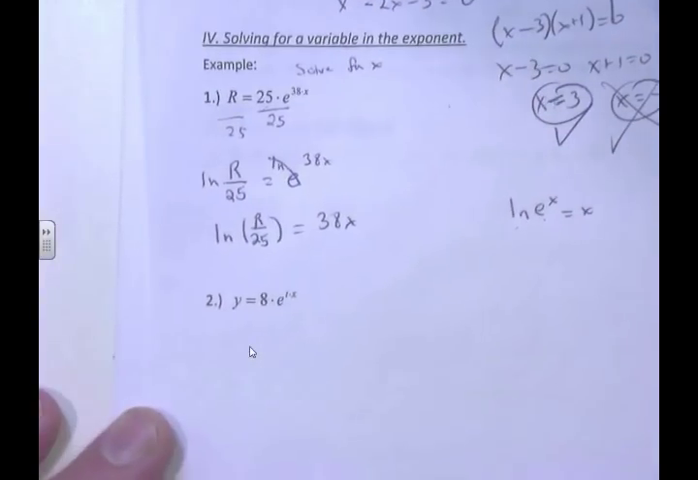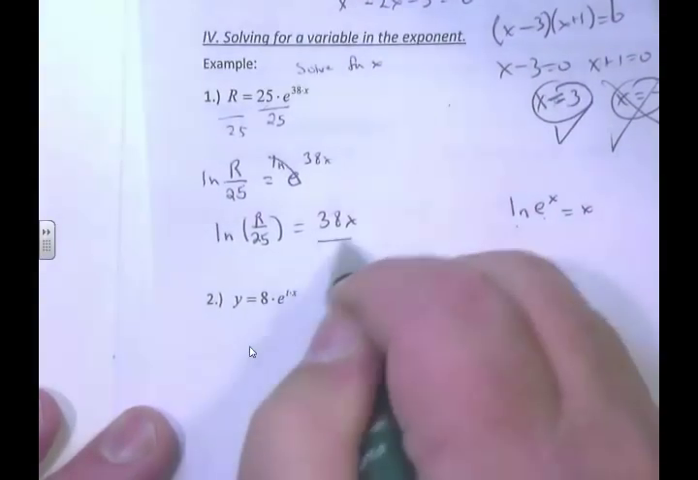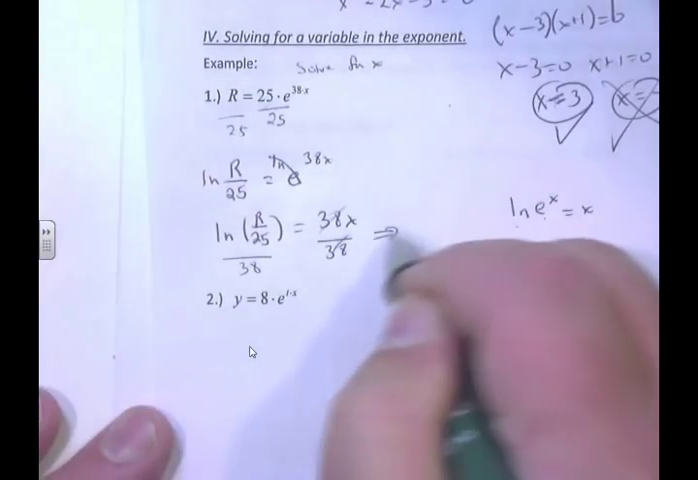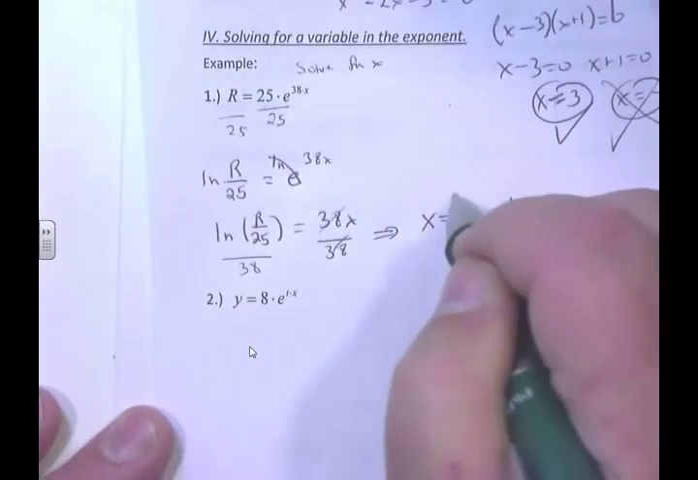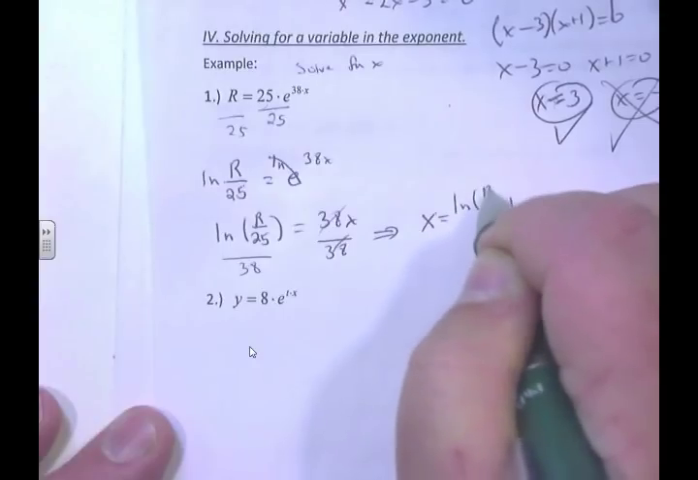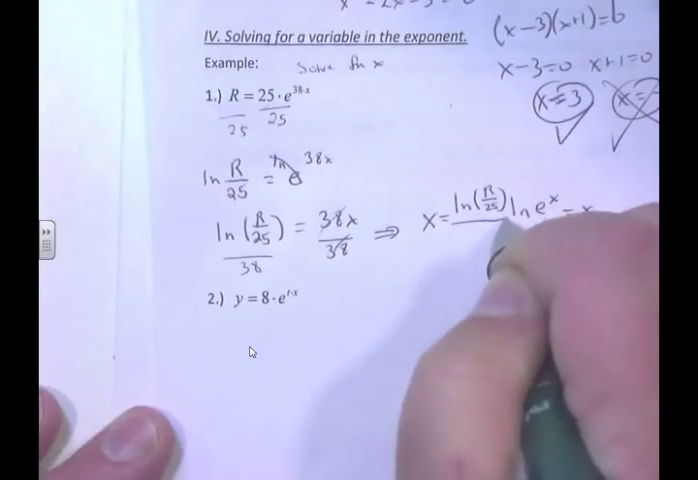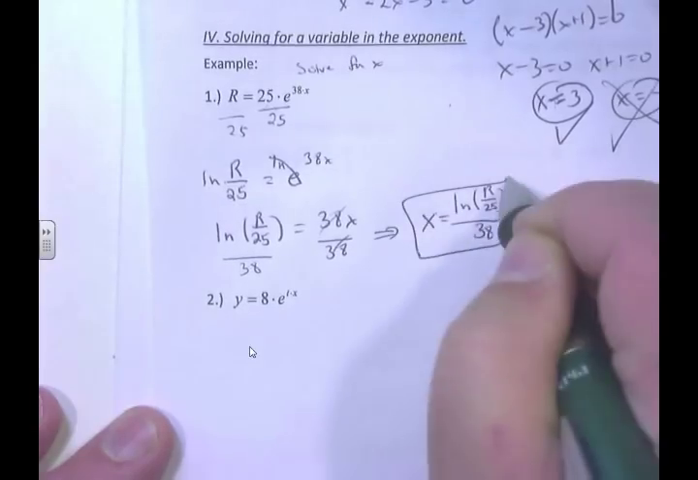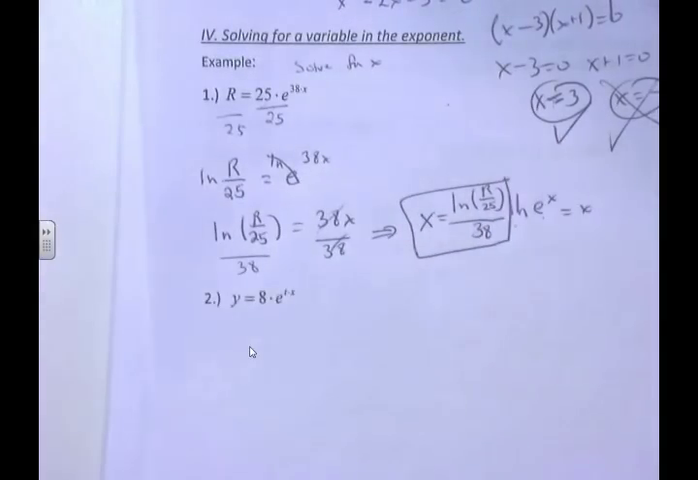Now, how would you solve for x? What would you do? Divide by 38. I didn't say these answers are going to look pretty, but this is traditional manipulating of math formulas. They're not going to look pretty, but they are formulas to solve for the variable that you want. So I get the natural log of r divided by 25, divided by 38. That is my solution. Does that make sense?